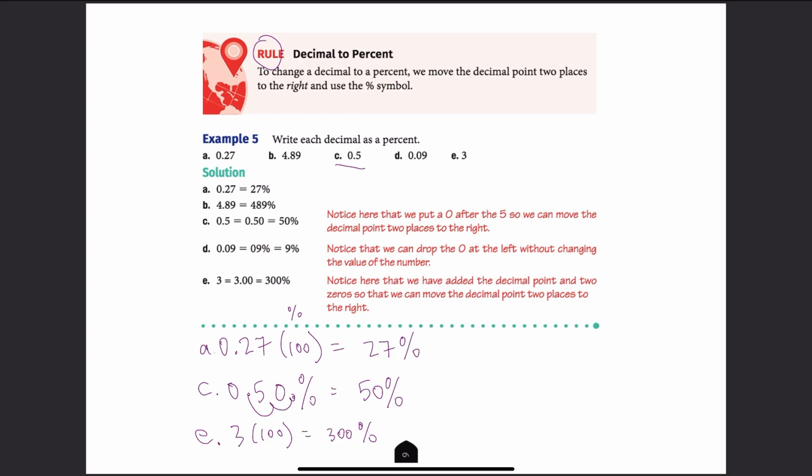You've got a couple of options. You can multiply by 100 and add the percent symbol, or you can remember to move the decimal 2 places to the right.